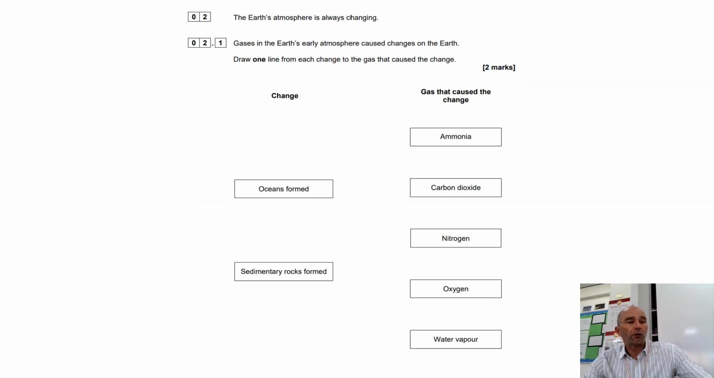Right, question 2 now. So this is about the Earth's atmosphere and how it's changing. So gases in the Earth's atmosphere cause changes on the Earth. Draw one line from each change to the gas that caused the change. So where did our oceans come from? Well, they have to have come from water vapour. That water vapour condensed, forming liquid water, the oceans.